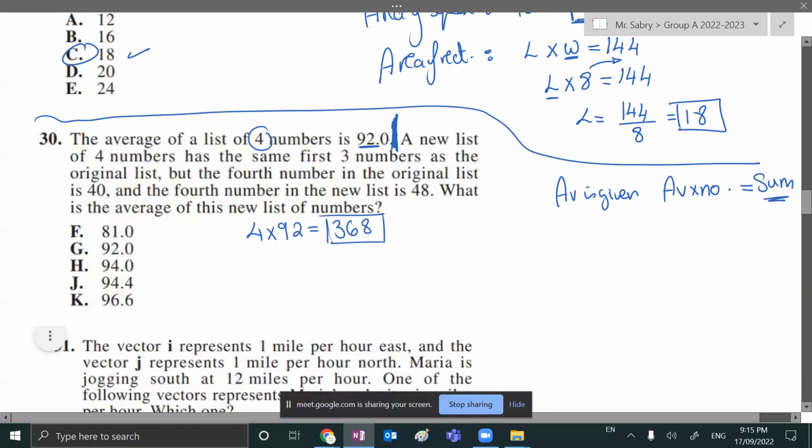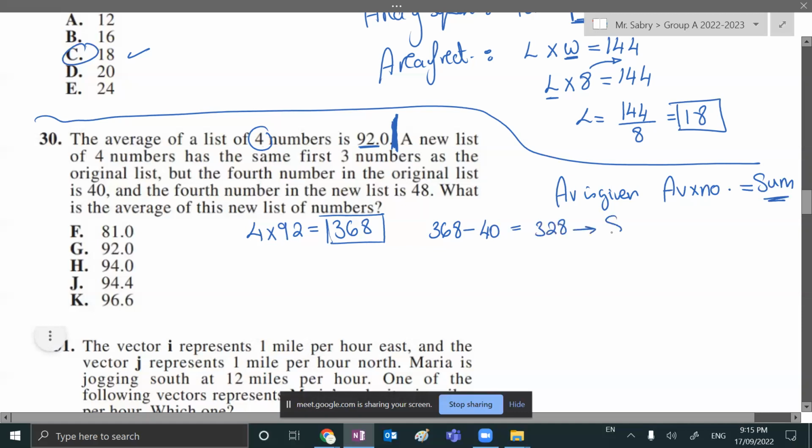Now a new list of 4 numbers has the same first 3 numbers as the original, and the fourth number in the new list is 48. So 4 numbers has the same first 3 numbers, meaning only 3 of them are the same, right? And the fourth number in the original list is 40. So if the fourth number was 40, can you get the sum of the other 3? Yes. How? 368 minus 40, which is the score of the fourth one. So that would come out as 328.